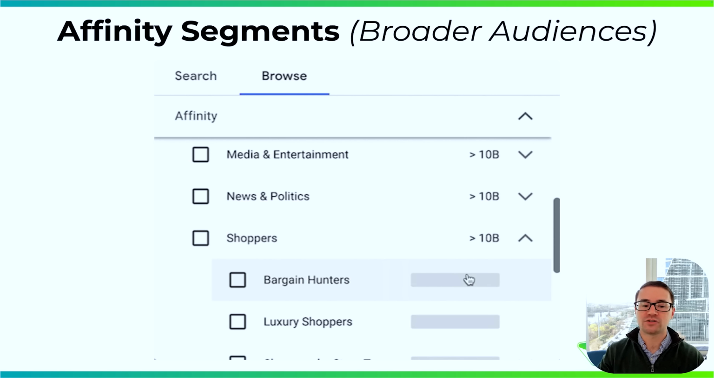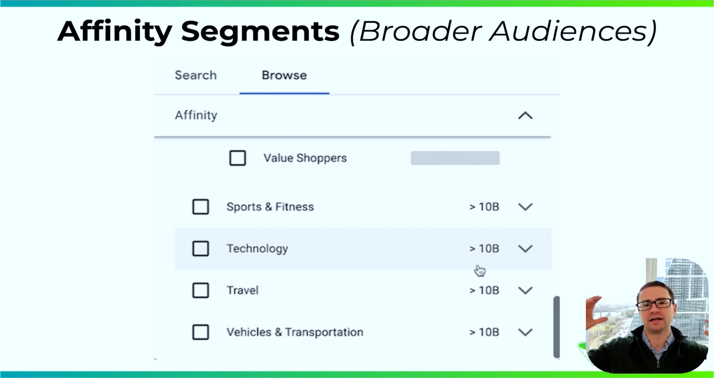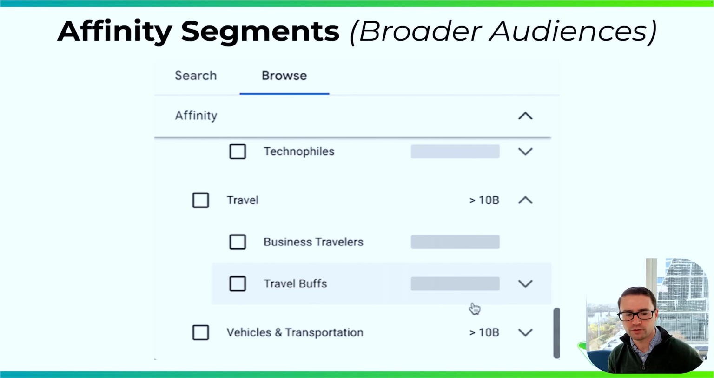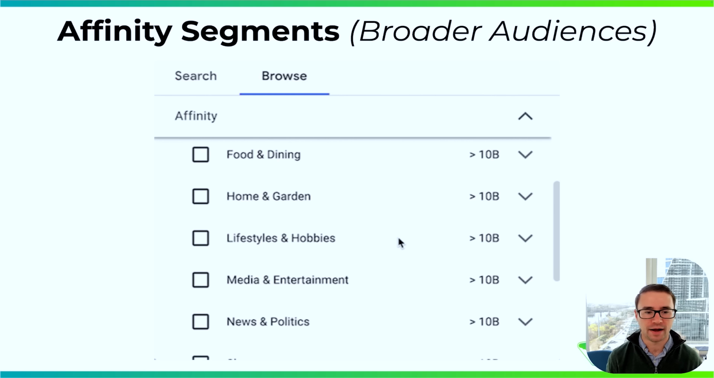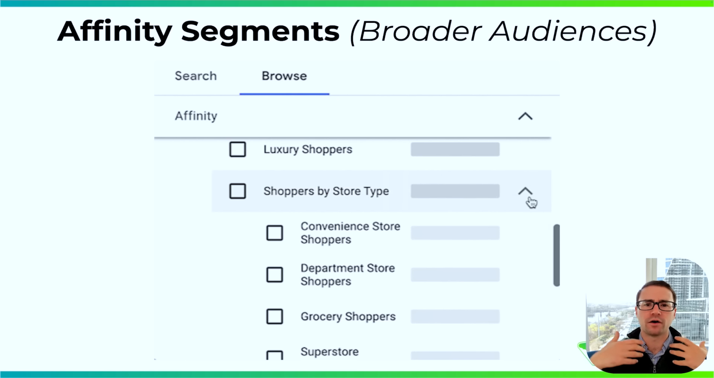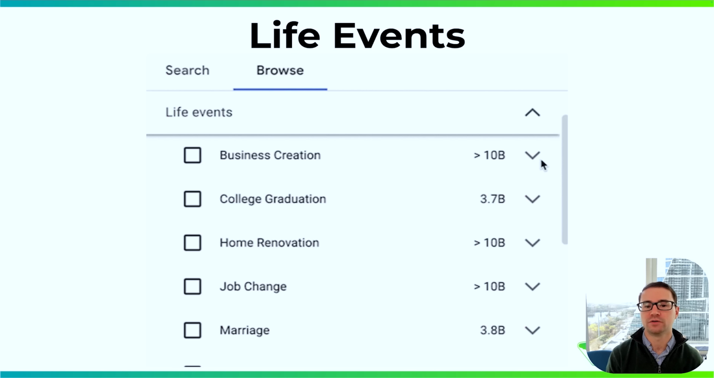Now, affinity segments are broader audiences. Generally, I don't really recommend using these for direct response. This is better for building a list or getting people generally interested, because these are bigger, broader audiences. People interested in travel, mobile enthusiasts, social media enthusiasts, business, right? So there are all these different affinity segments that you can target. This is more of somebody being interested in something. As an example, let's say you're looking to sell a course or a training on stocks or options or things along those lines, or you've got a newsletter related to this. You could target people who are avid investors, into banking and finance, and business professionals, and that's a way that you could reach those types of people.